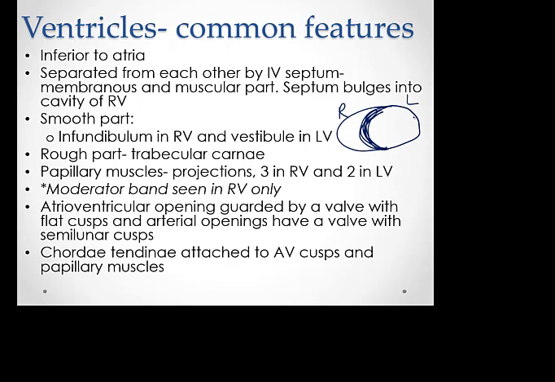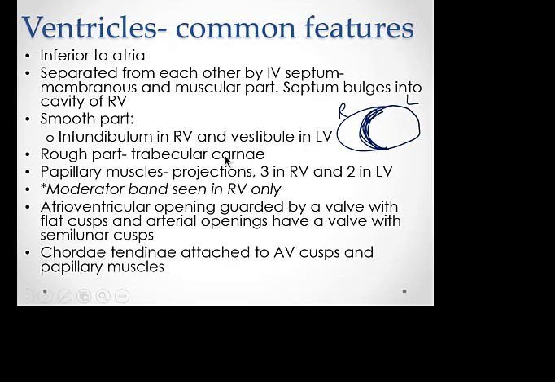They also have a smooth part and a rough part. The smooth part has a special name. In the right ventricle, it's called the infundibulum. In the left ventricle, it's called the vestibule. And the rough part also has its own special name. It's called trabeculae carneae, because the rough part looks extremely fleshy and like a network. So that's why it's called trabeculae carneae, meaning fleshy or carnivorous.